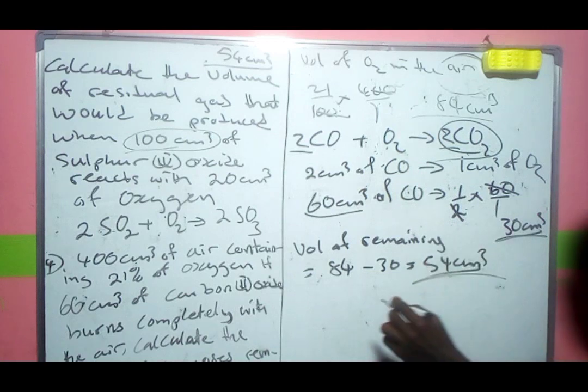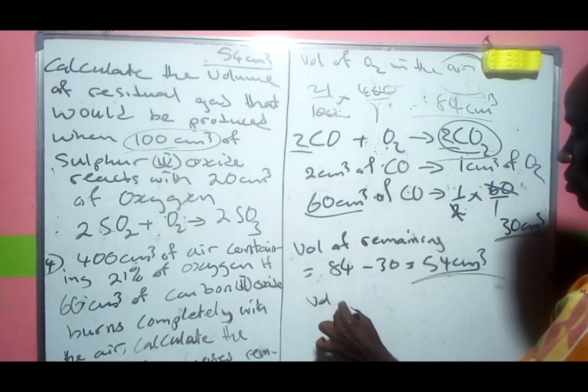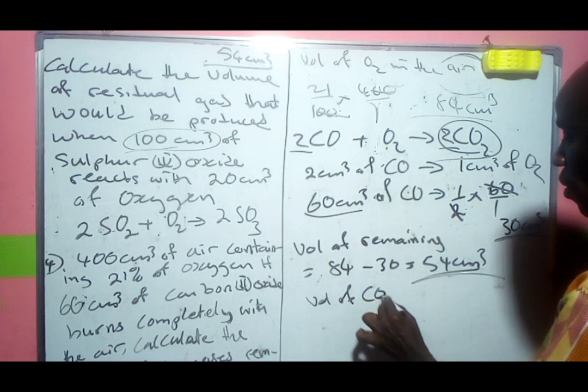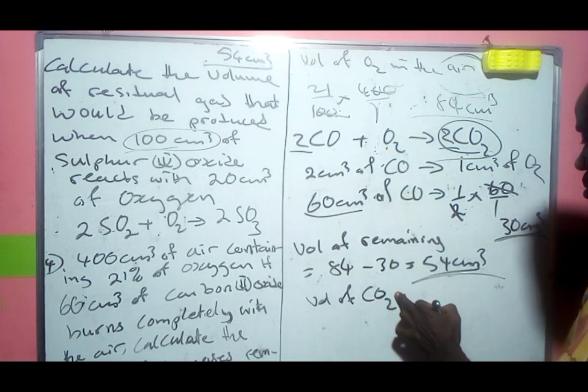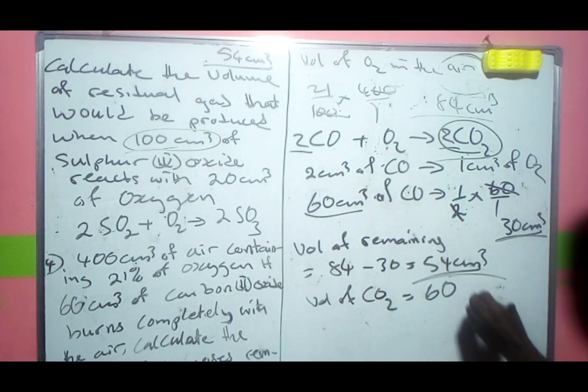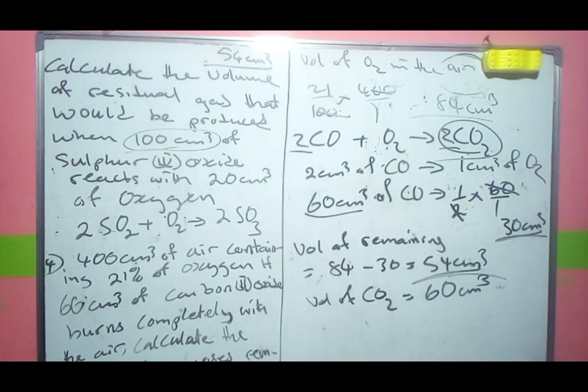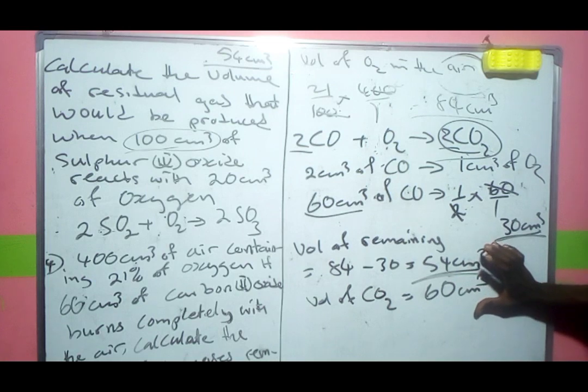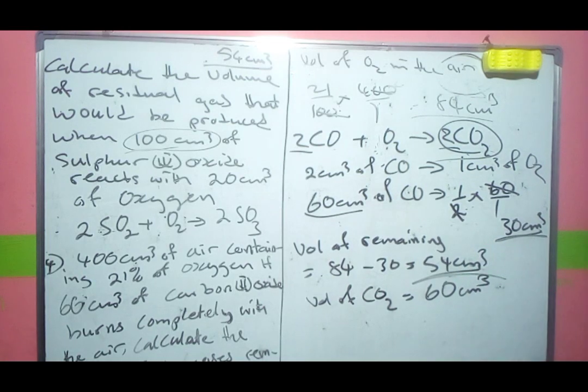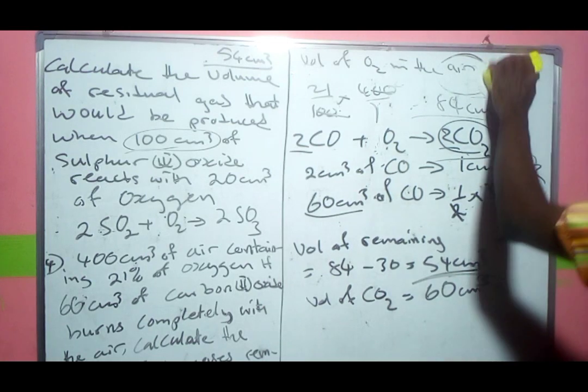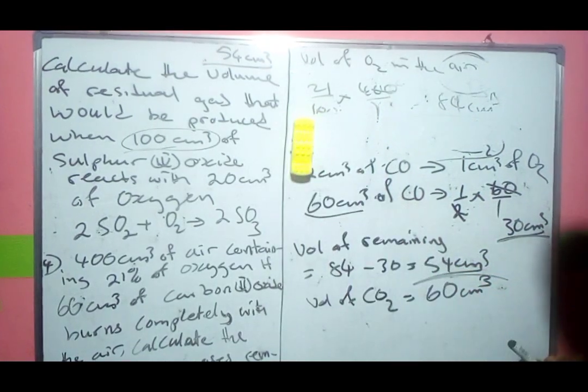So another gas will remain. The volume of carbon(IV) oxide produced is 60 cm³. That is the volume of carbon(IV) oxide that we produce. Now, what next are we going to do? These are the remaining gases we have, which are our residual gases.